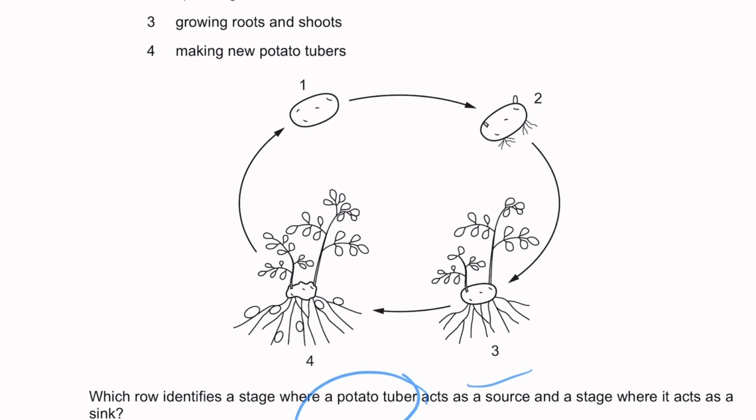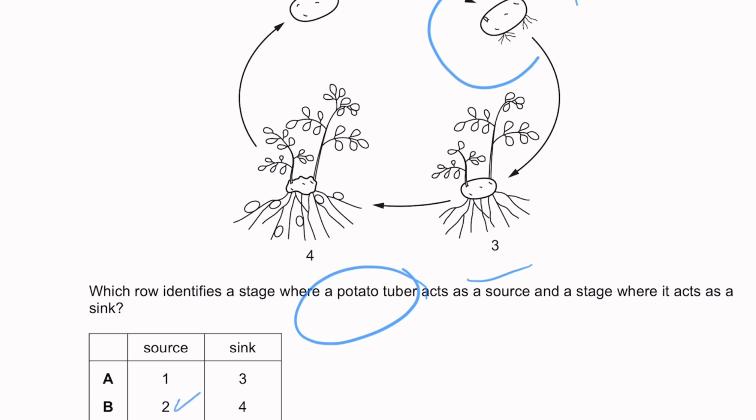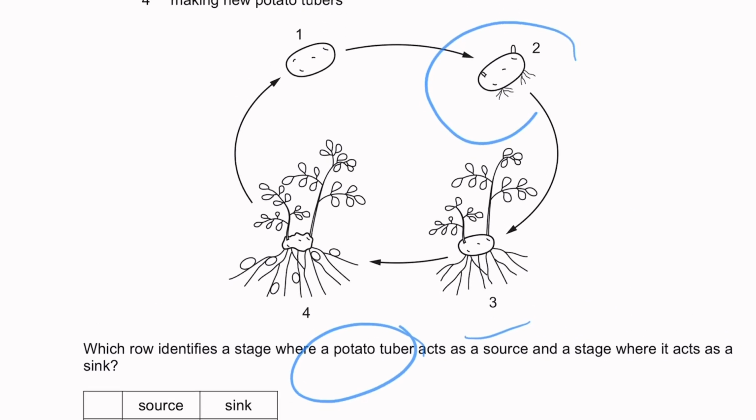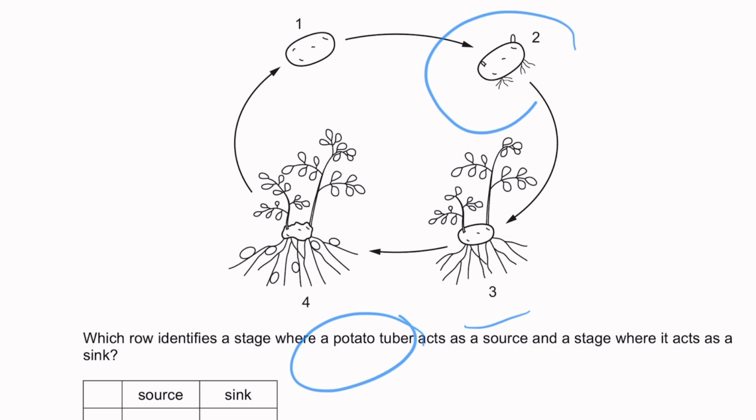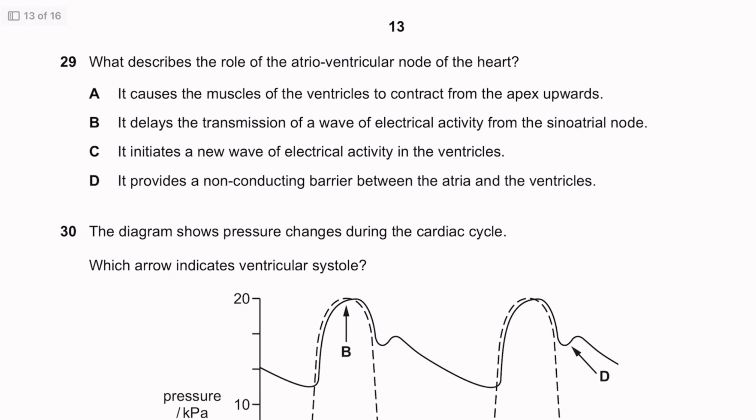The potato tuber itself acts as a source. Let's see. It is a source, I think, during 2, and also when growing roots and shoots. Well, we still have leaves, so we're not looking exactly. I think it's number 2 when it's a source, and then number 4 is actually when it's a sink because it's growing new tubers. Yeah, it's perfect. Okay, that's B.